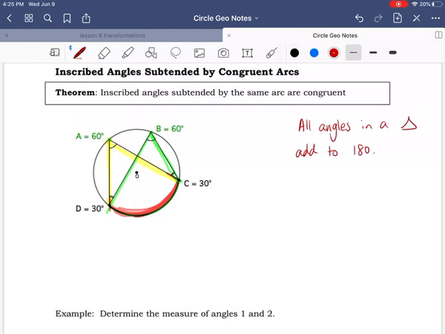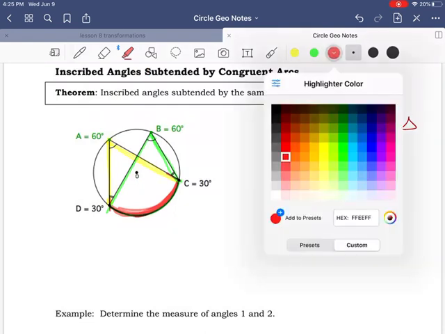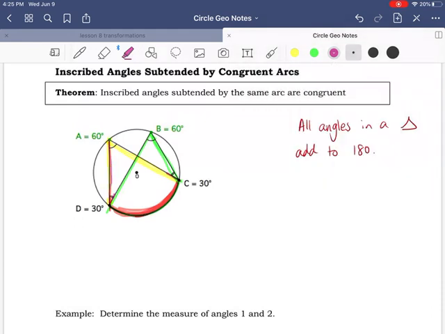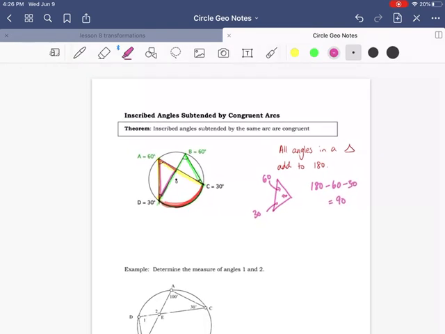If we take one of these triangles, can I get a fourth highlighted color? Maybe a little purple. So let's take this triangle here. We know this angle is 60, and we know this is 30. And if all angles in a triangle add up to 180, we go 180 minus 60 minus 30. Our last angle is, in this case, 90 degrees. It's kind of nice. Let's go through an example.